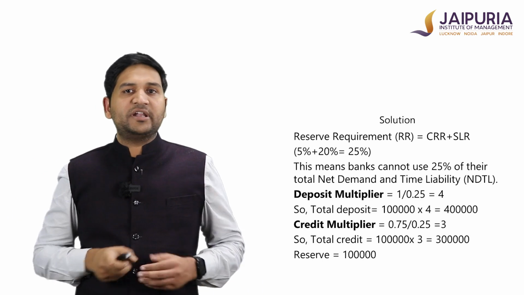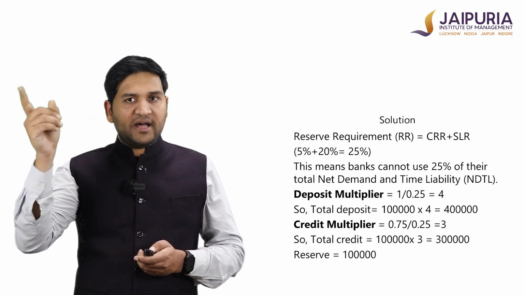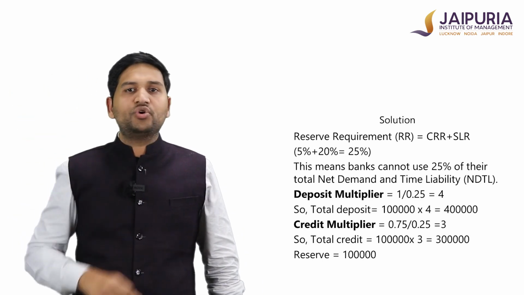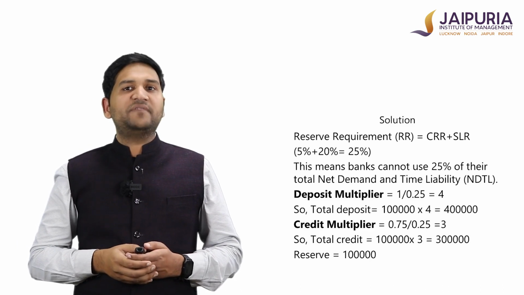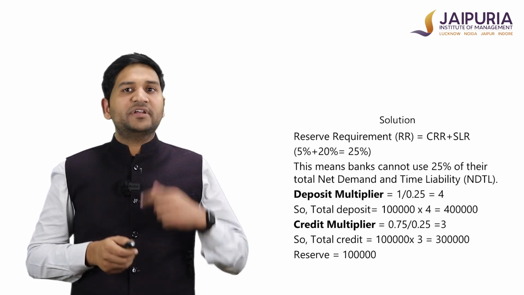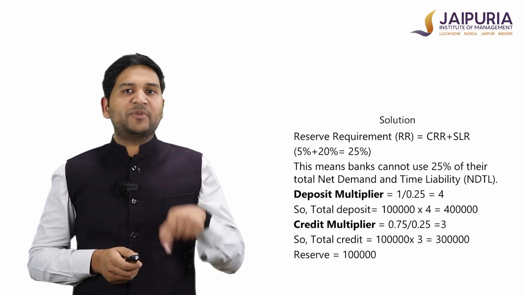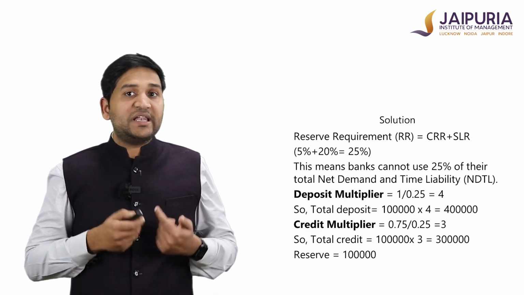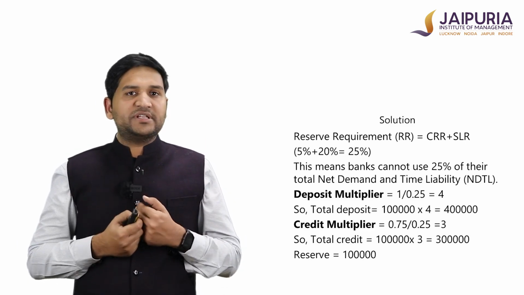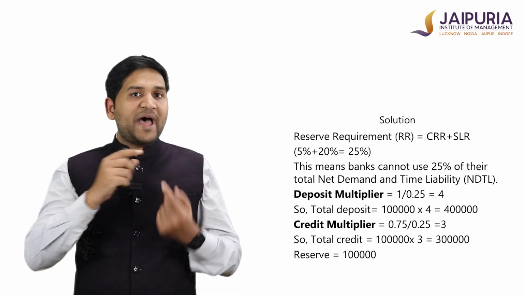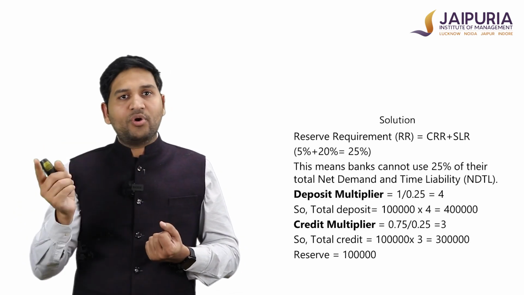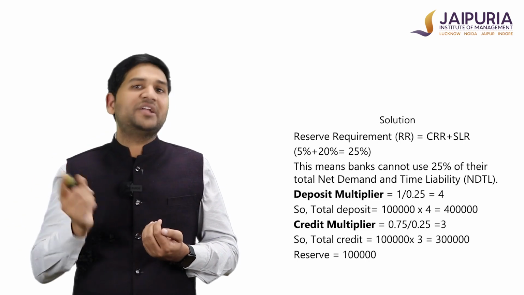Now how did the total credit come? 1 minus RR, that is 1 minus 0.25, which is 0.75, divided by 0.25, that is 3. 20 lakh multiplied by 3 is 60 lakhs. So always remember that from your deposits, banks are providing loans and they are creating credit in the economy.